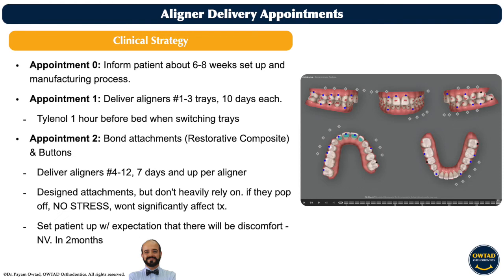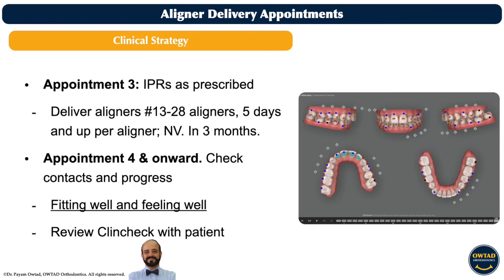And then set patient expectation. Well, that's going to be a little bit uncomfortable, a little bit tighter than before because you didn't have attachments. And then the patient comes back in 2 months. And the good thing with this is you can maintain this 2 months, 3 months thing. And usually around that time you can do some of the IPRs, depending on the case.